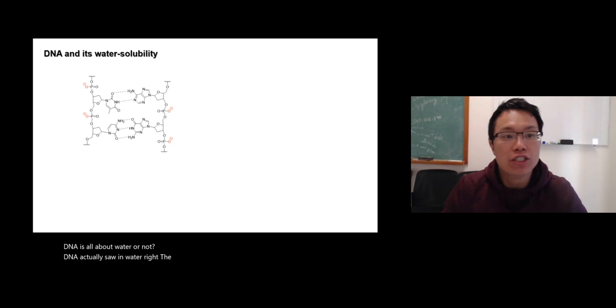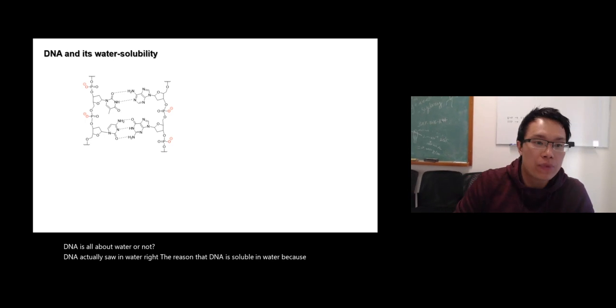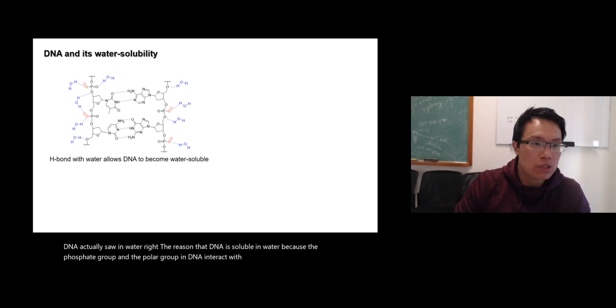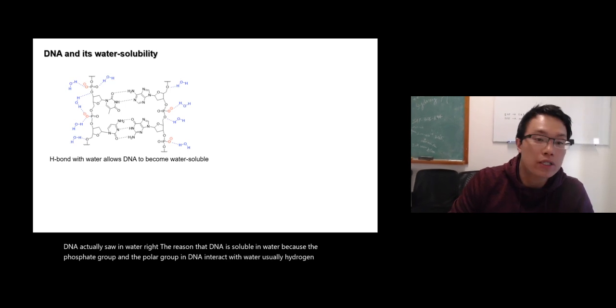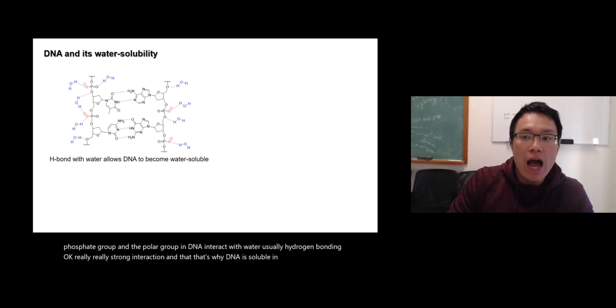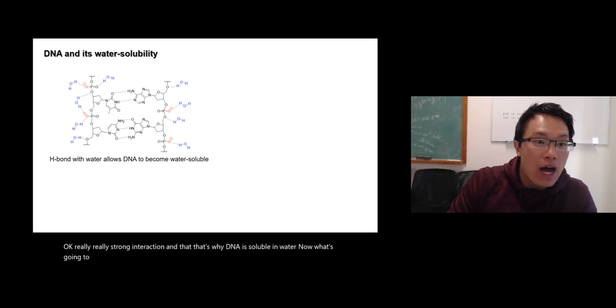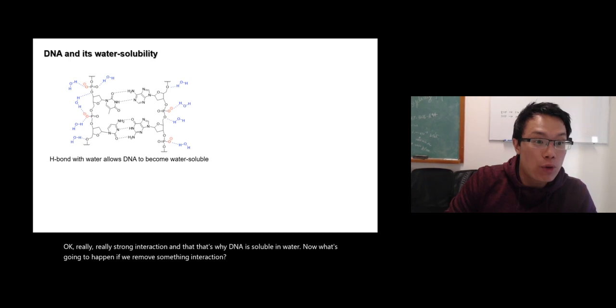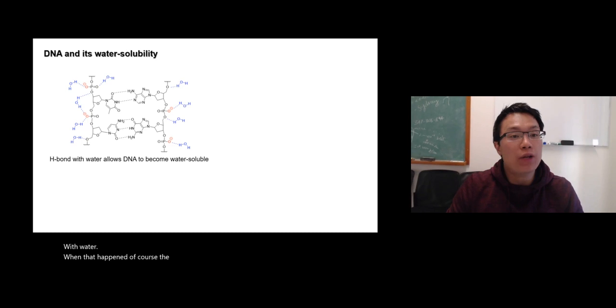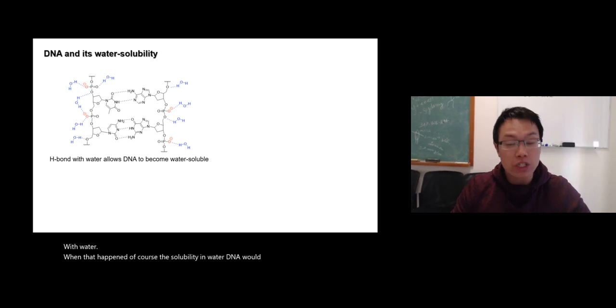The reason that DNA is soluble in water is because the phosphate group and the polar groups in DNA interact with water, usually through hydrogen bonding. Okay, really strong interaction, and that's why DNA is soluble in water. Now, what's going to happen if we remove some of the interaction with water? When that happens, of course, the solubility of DNA in water would decrease.